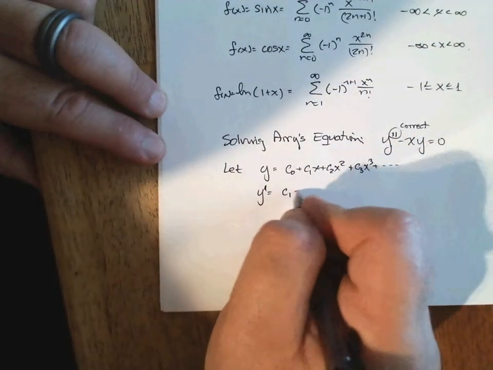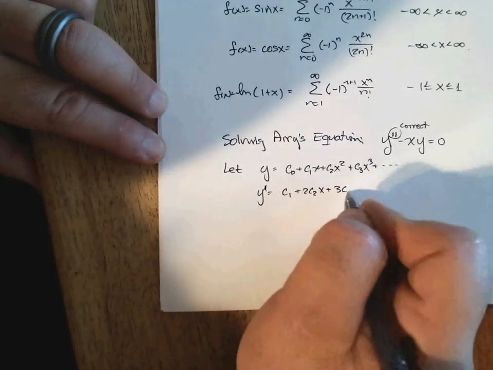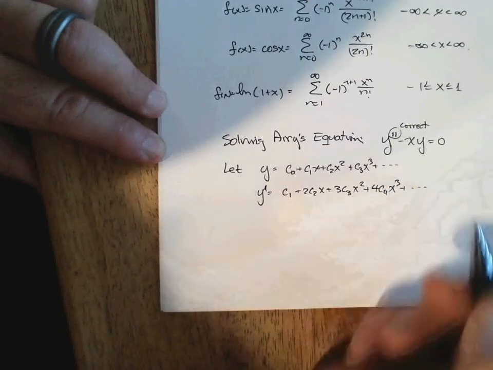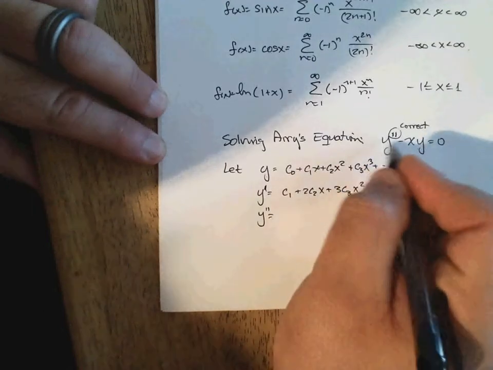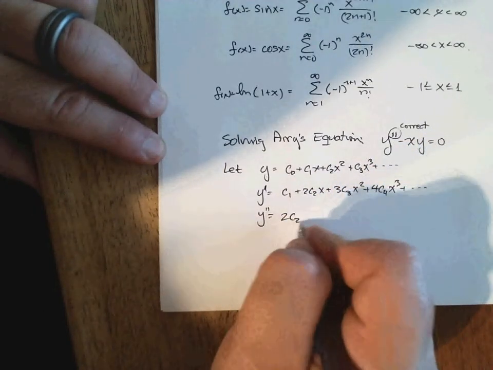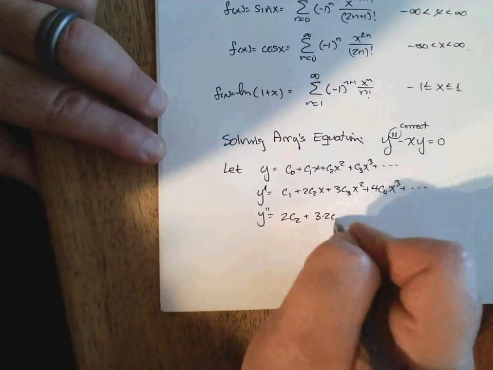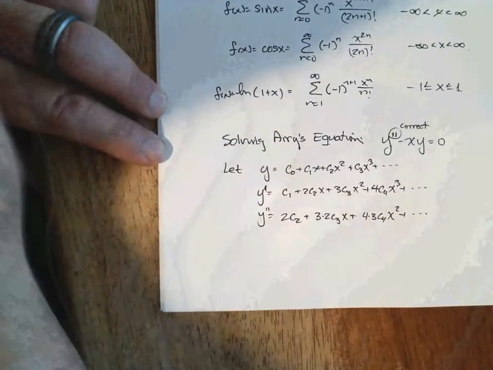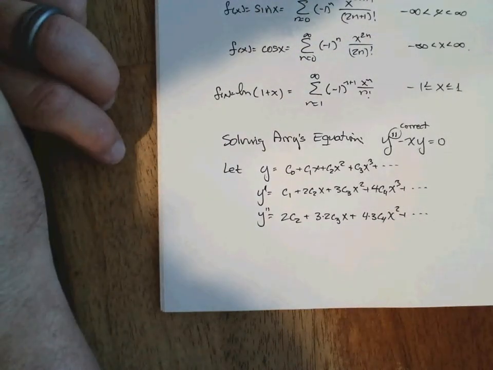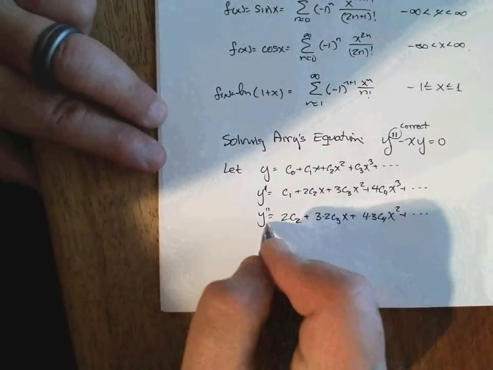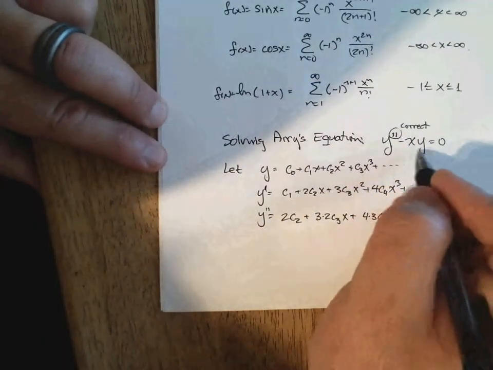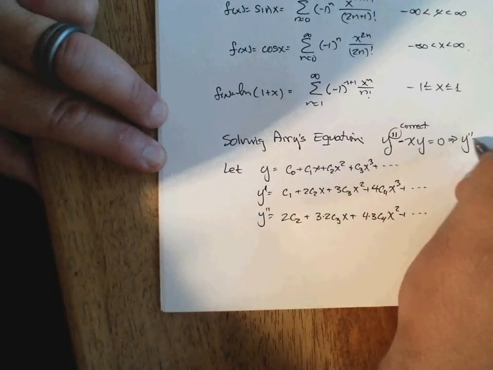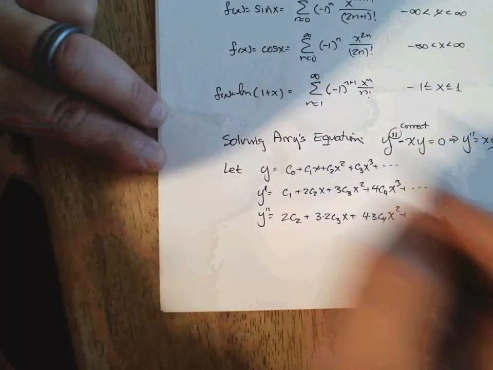Differentiate this, you get c1 plus 2c2x plus 3c3x squared plus 4c4x cubed, and on and on and on, right? And y double prime, the thing we're going to be plugging in, is going to be the derivative of this. So 2c2 plus 3 times 2c3x plus 4 times 3c4x squared plus dot dot dot, okay? And that's what I'm going to plug in to Airy's equation. So this goes in for the y double prime. For the y, this goes in. And since this is y double prime minus xy is 0, that's the same as saying y double prime equals xy, isn't it? So take your y double prime.